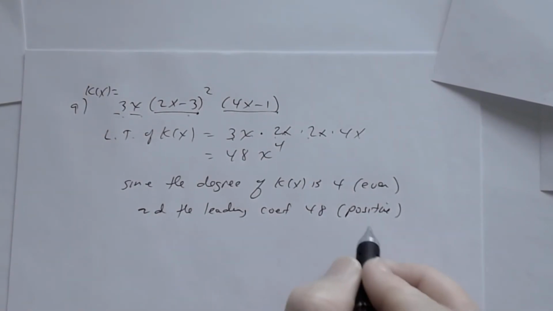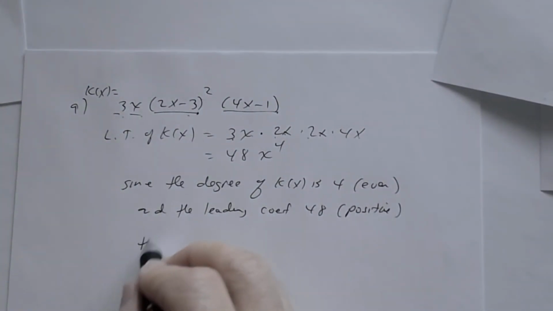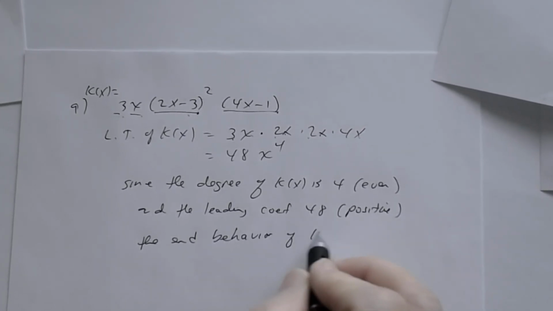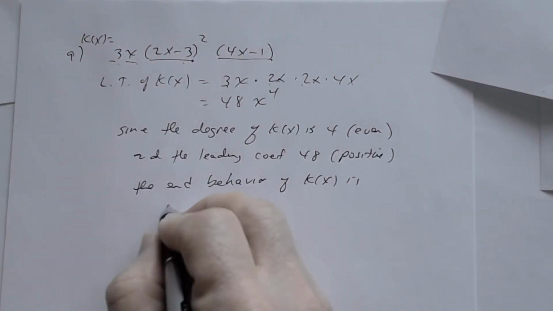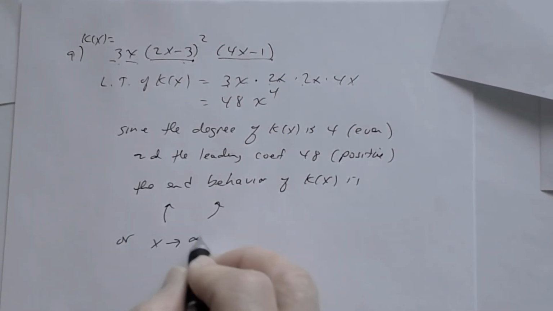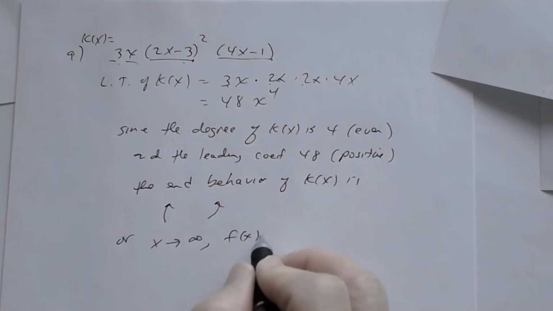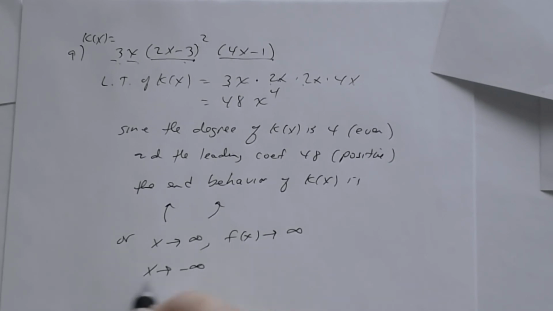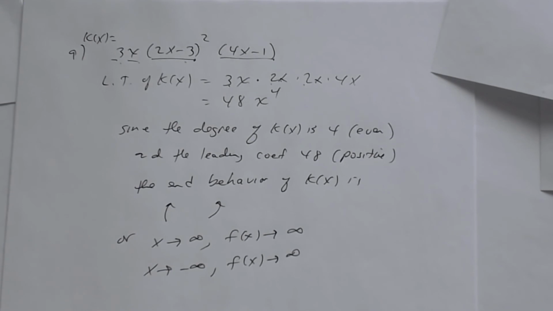So since the leading coefficient is positive, then the end behavior of k of x is that they're pointing in the same direction, positive meaning up. So that's what we get. Or you can say, again, as x approaches infinity on the right side, my y values become more positive. As x approaches negative infinity, so this is the left side, as x gets more negative, your y values are getting more positive. All right, so that's number 9.